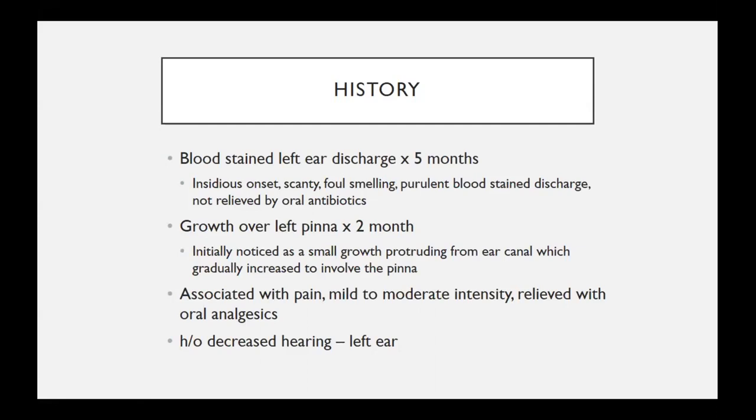History of presenting illness. Complained of blood-stained left ear discharge since 5 months, which was insidious in onset, scanty, foul-smelling, purulent discharge, which was not relieved with oral antibiotics, which he had sought from a local doctor, a general practitioner. And he also noticed growth over left pinna since 2 months, which was initially noticed as a small growth which was protruding from the ear canal, later gradually increased to involve the pinna to the present size. The symptom was also associated with pain, which was superficial, mild to moderate intensity, relieved with oral analgesics. The patient also had a history of decreased hearing in the left ear.